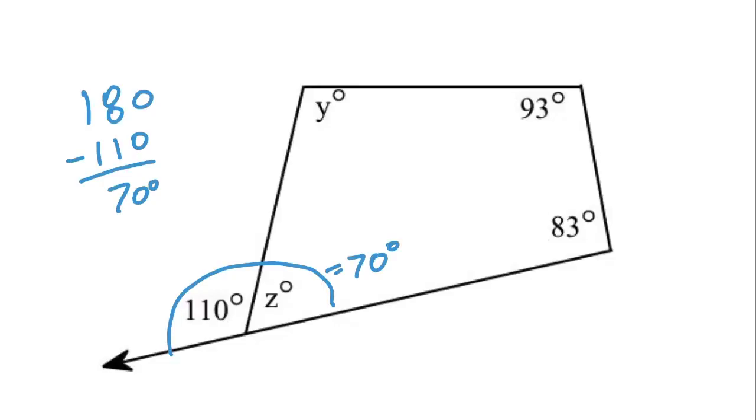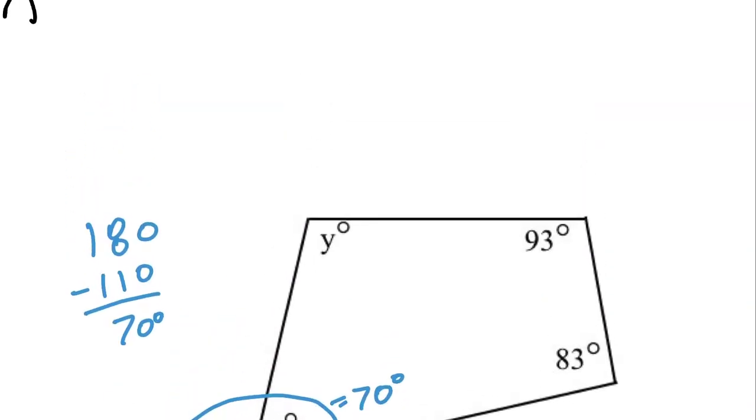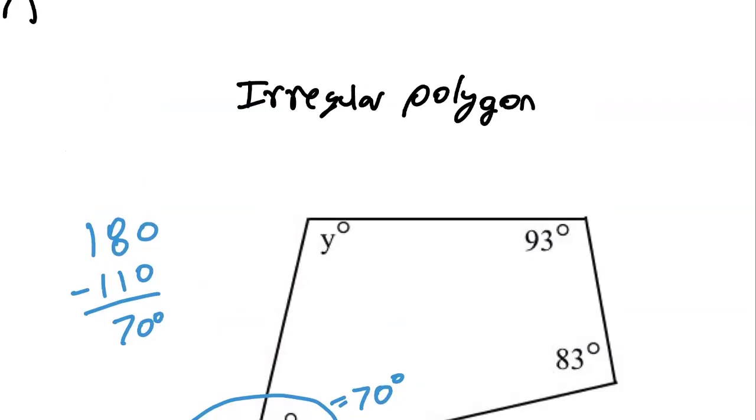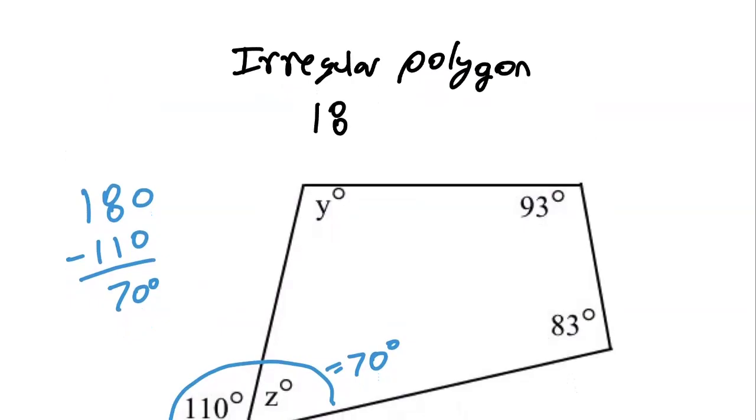To figure out what angle y is, I need to know what all of these angles add up to be. Now, this is not a regular polygon. This is just a polygon. This is an irregular polygon, meaning all the angles are not the same. So when it's an irregular polygon, you're going to use the following formula. 180 times n minus 2 equals the sum of all the angles.